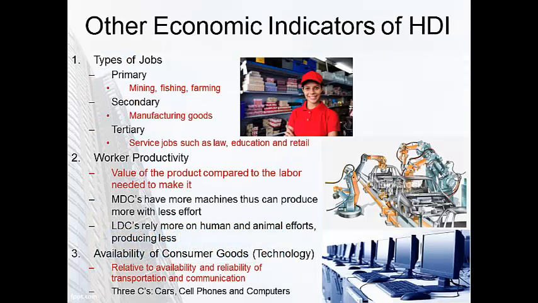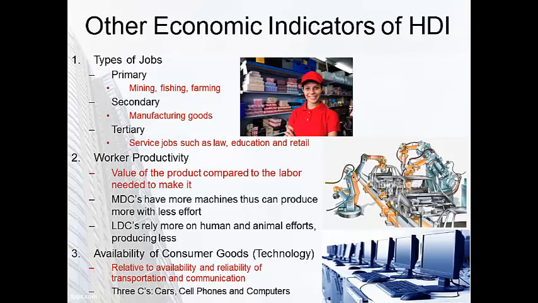All right, let's talk about other economic indicators. Well, first, HDI looks at types of jobs as well, and we can break this down into three categories. One is primary jobs, which are mining, fishing, and farming. We have secondary jobs. You can think about some countries that are manufacturing countries. All right, and then we can think about the United States with a lot of tertiary jobs, and this is service jobs that are in law, education, retail, etc.